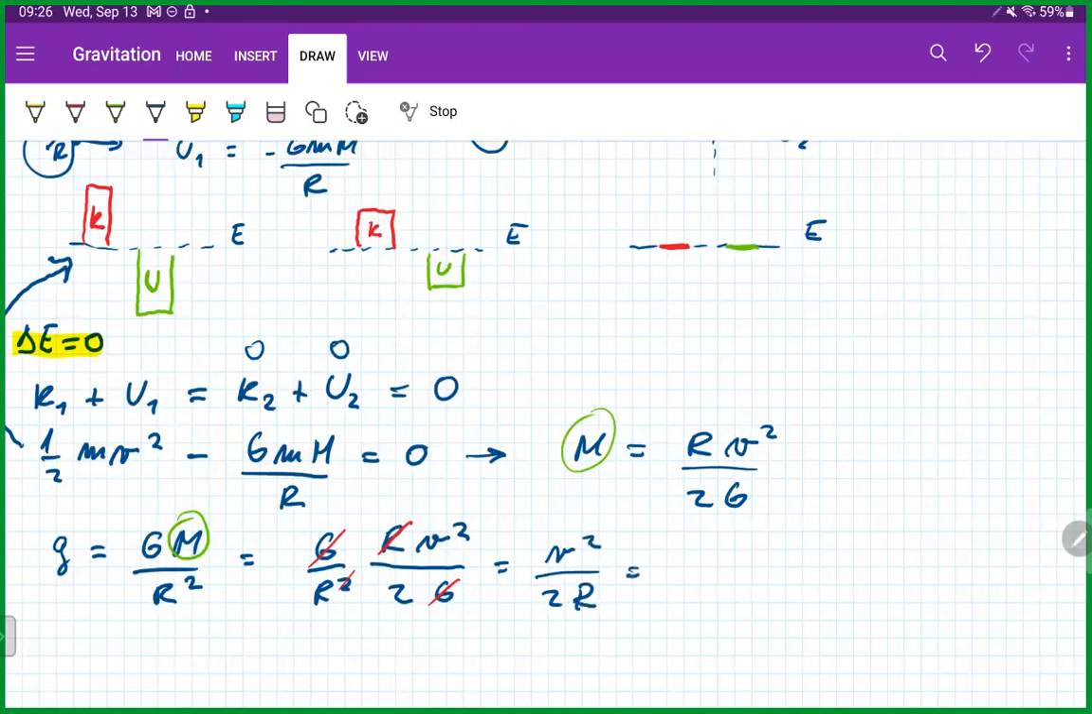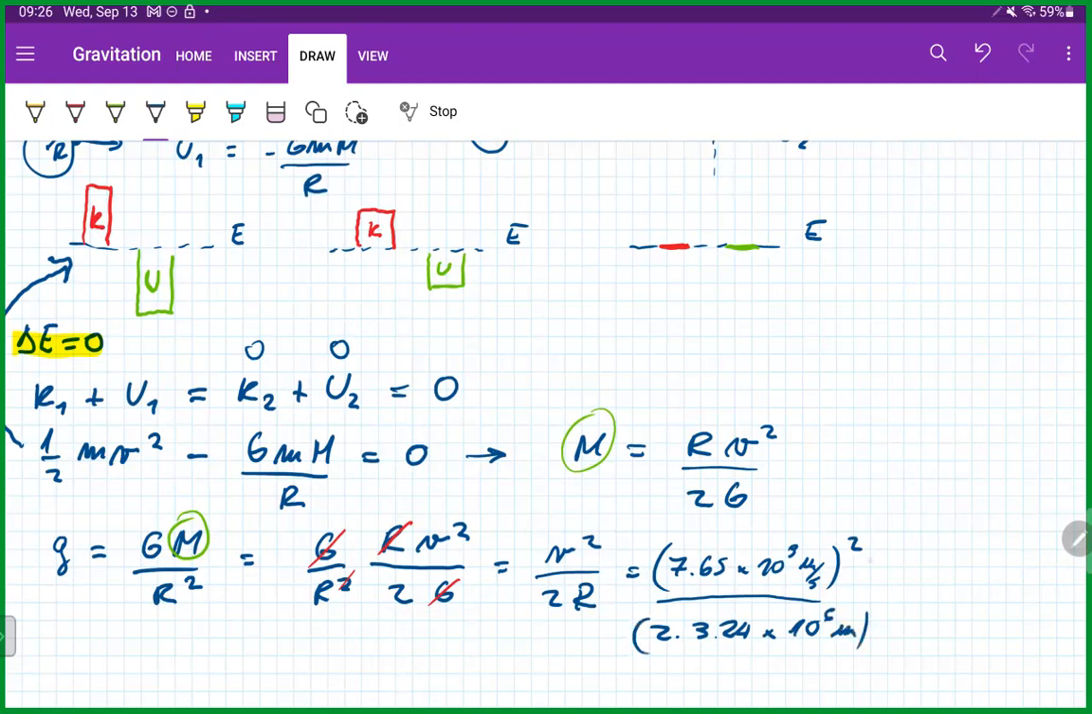And that's, if I have done the calculations right, that's giving 7.65 times 10 to the third meters per second, all squared, divided by 2 times 3.24 times 10 to the 6 meters. And that gives 9.03 meters per second squared.